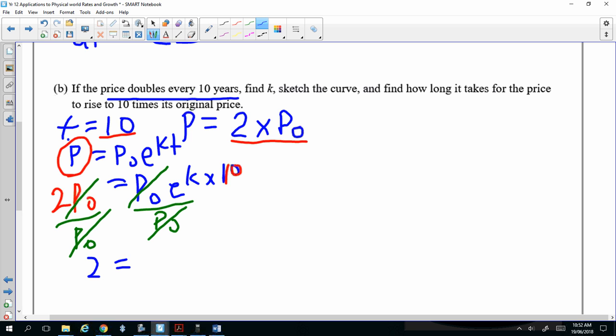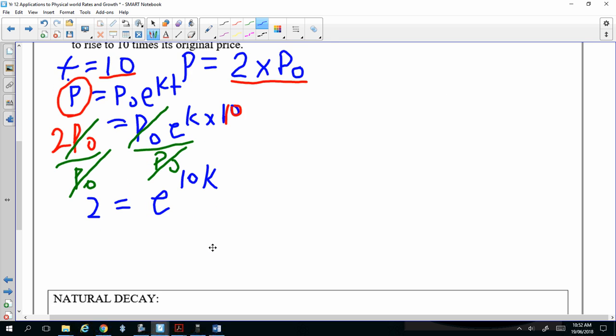And then what do we do after this? We're going to solve for k. So we'll just ln both sides. So ln2 equal to 10k, right? You can just skip the ln e, which is 1. So k equal to ln2 over 10.